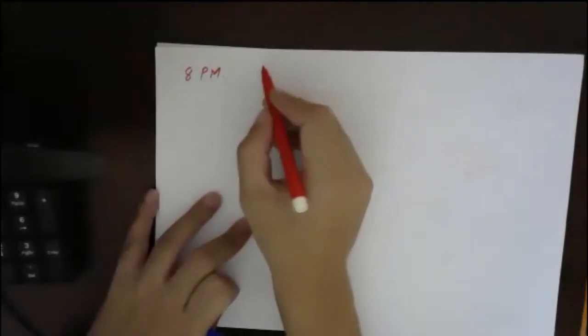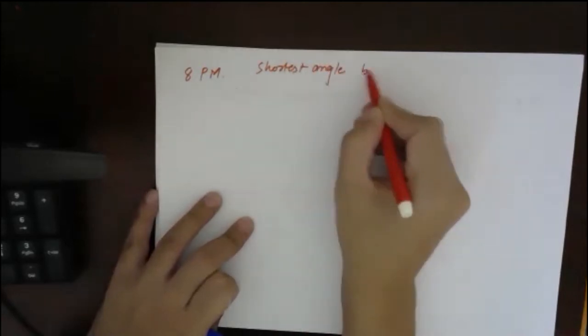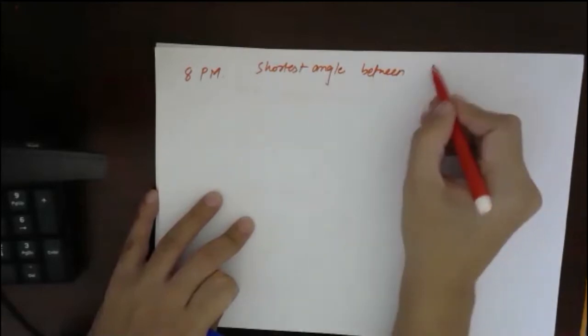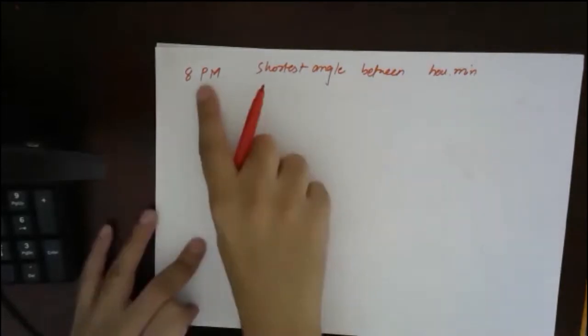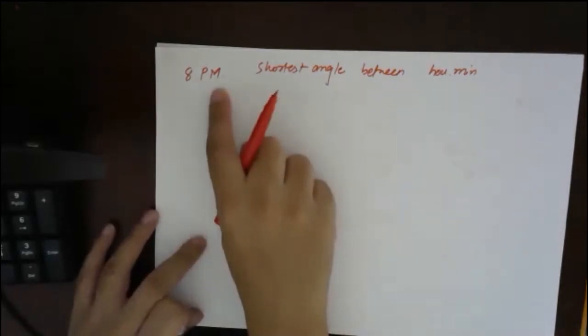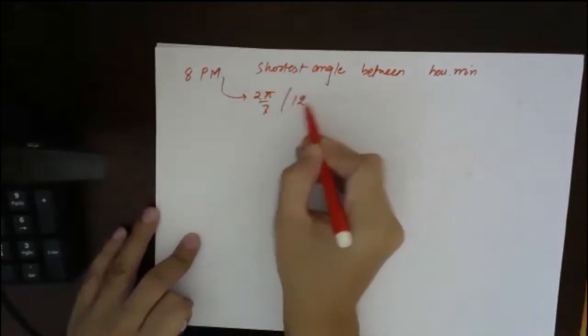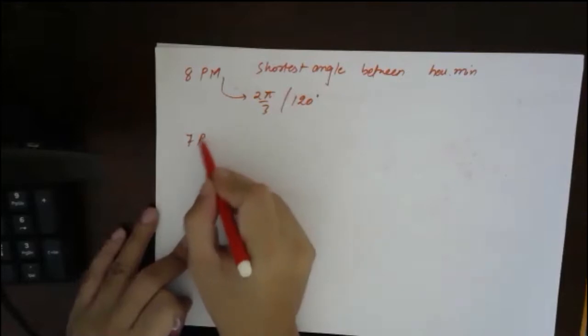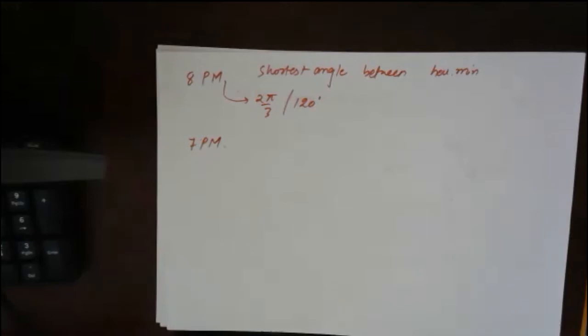Find the shortest angle between the hour hand and minute hand. Again, what will be the angle? 2 pi by 3, 120 degree. So here also what we will get? 2 pi by 3 or 120 degree. Okay. 7 p.m. What will be the angle, shortest angle between the hour hand and the minute hand at 7 p.m.?